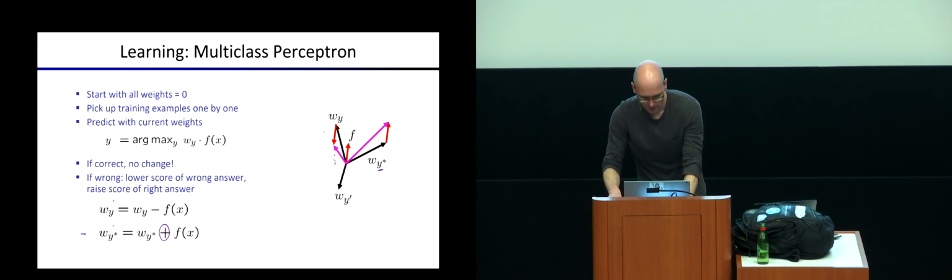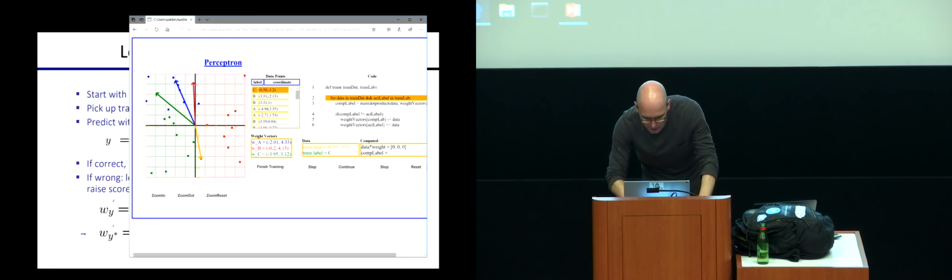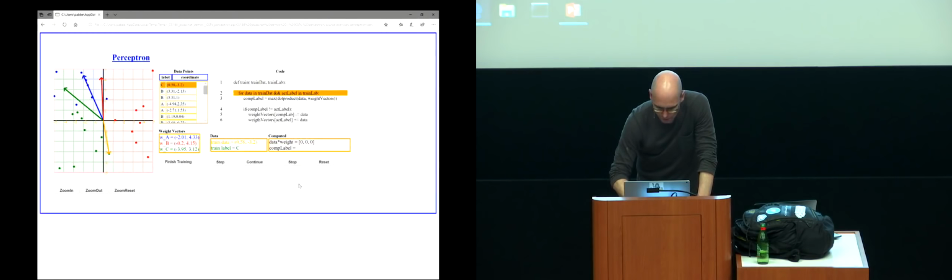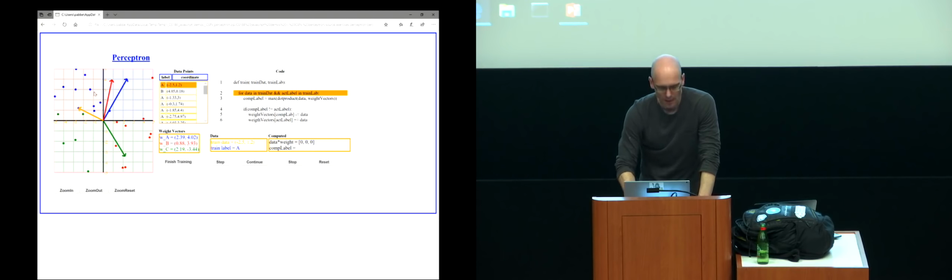Okay, let's take a look at this in action in a demo. So let's reset this. We have a bunch of data points. There are 3 classes: a blue class, a red class, and a green class. We have random initial weight vectors, a red one pointing this way, a blue one pointing this way, and a green one pointing this way.